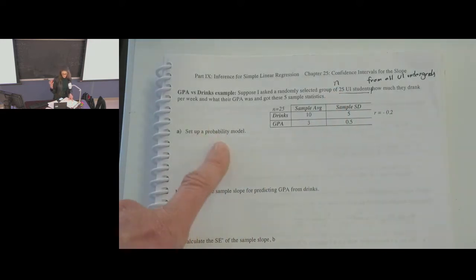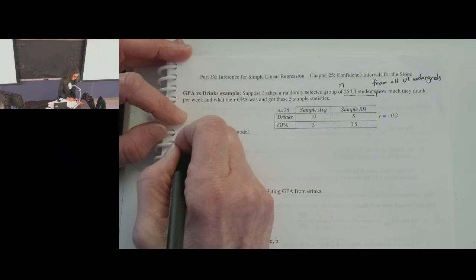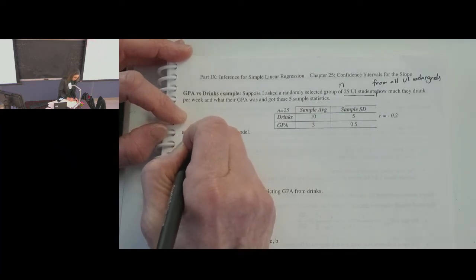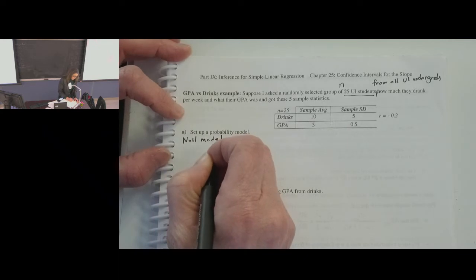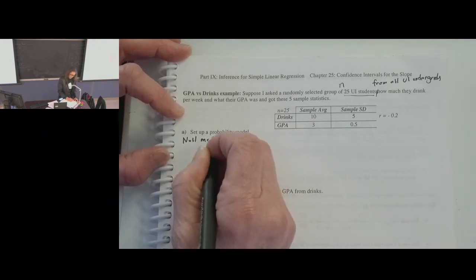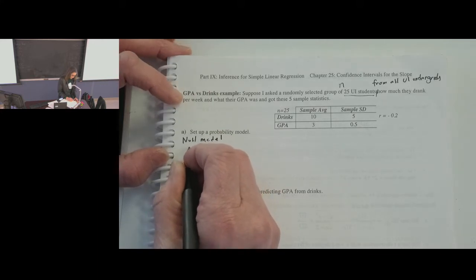All right, we want to set up a probability model. Now, the probability model always has the entire population. So this null model is going to be what? It's going to have this scatter plot.